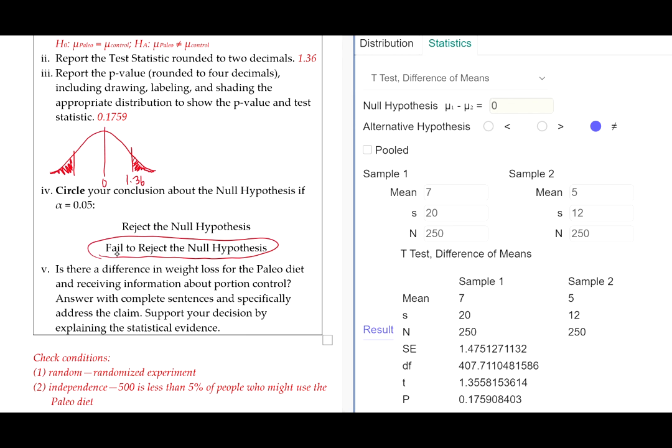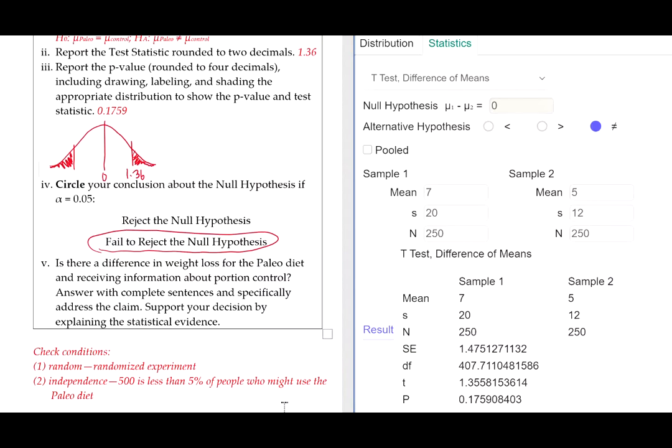How will we write our conclusion? Is there a difference in weight loss for the paleo diet and receiving information about portion control? Well, because our p-value is greater than our alpha, we will not reject the null hypothesis, and so therefore we cannot conclude that the alternative hypothesis is correct. In other words, we cannot conclude that there's a difference in weight loss for the two groups.